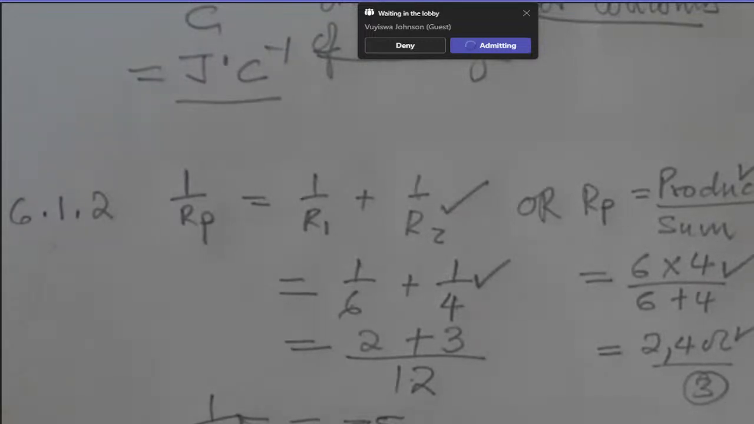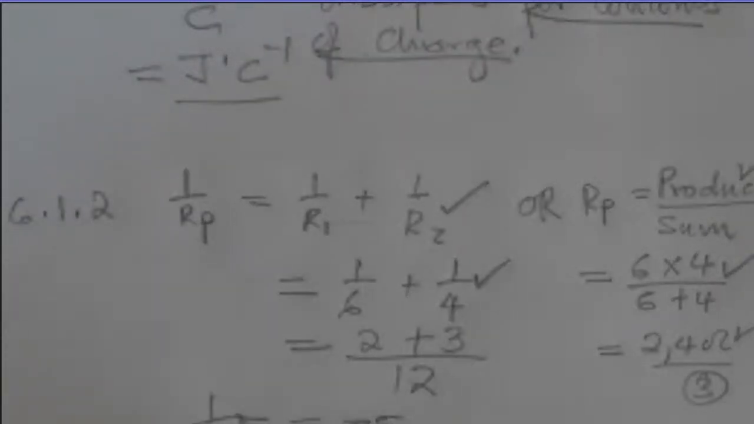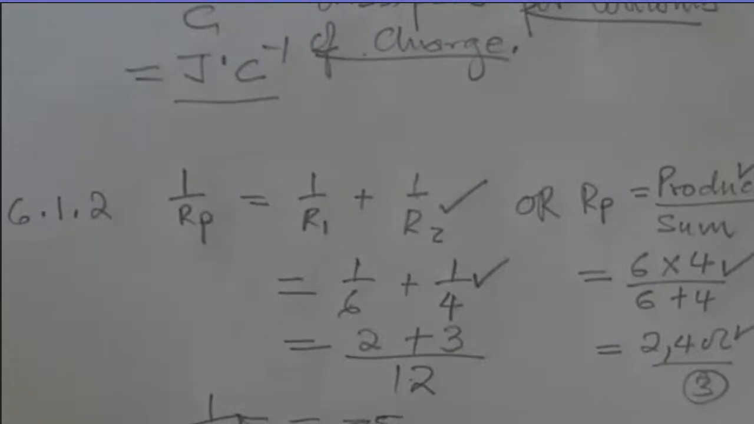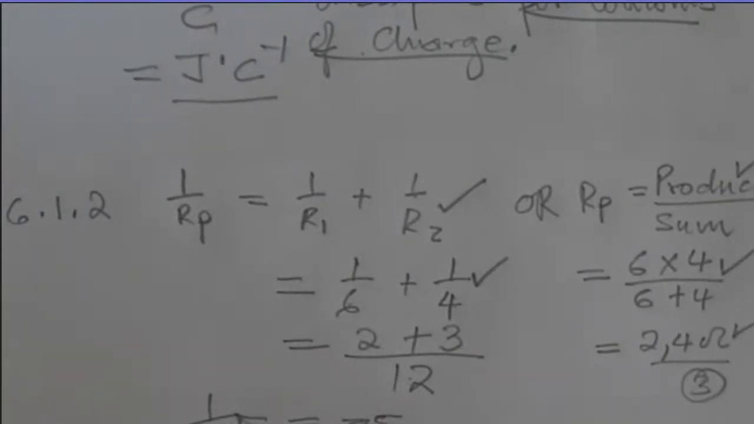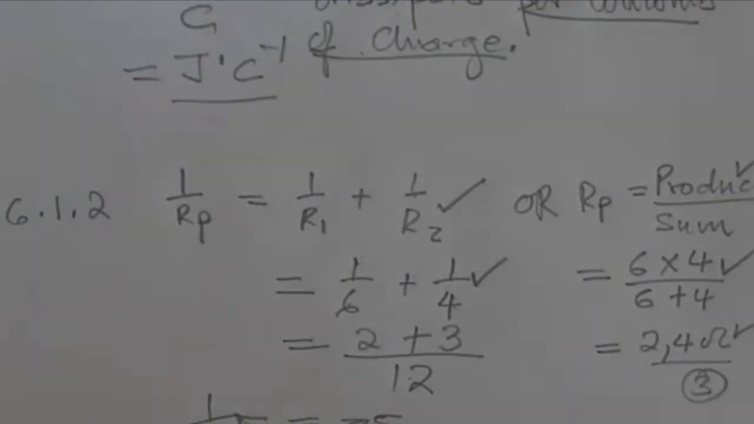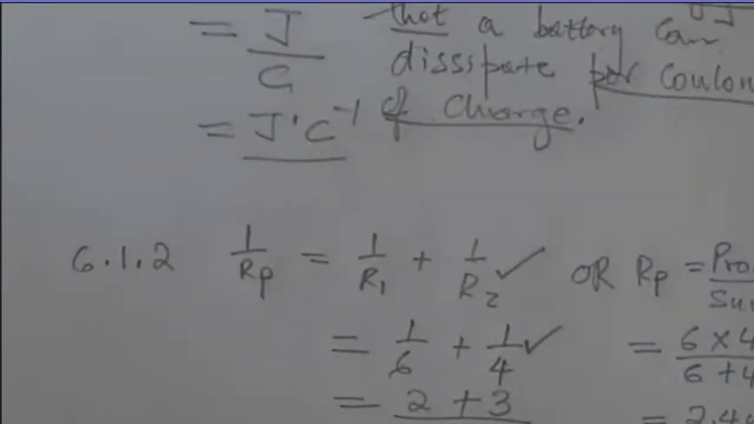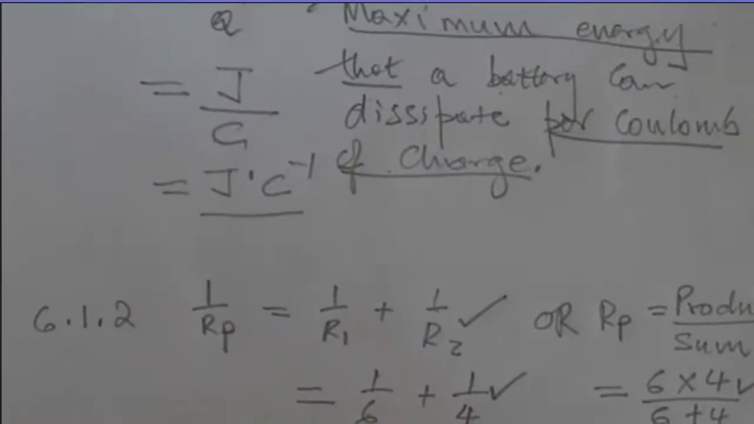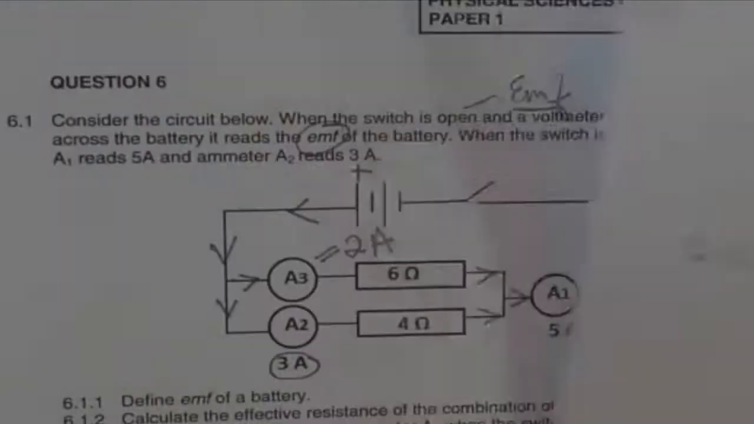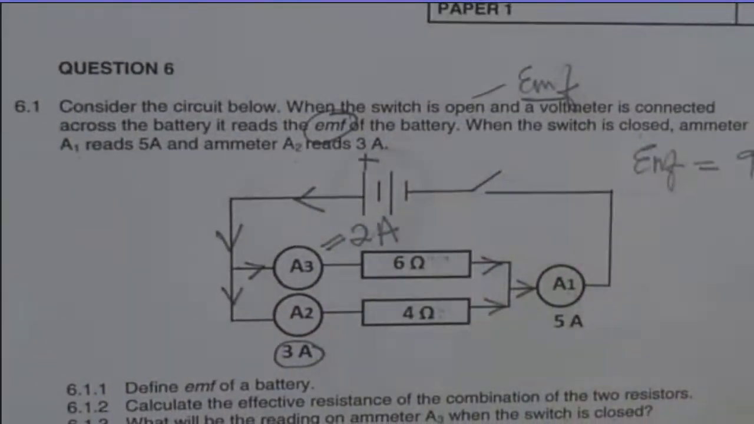Then ultimately you're going to say the current passing through the 6 ohm resistor is 5, then you transpose this one to that side because it's positive, so it's going to change the sign. It will be 5 minus 3. We get 2 amperes. So that will be the easy way of calculating it. That will be 2 marks for that one. So for 6.1.2, we are done with that question.